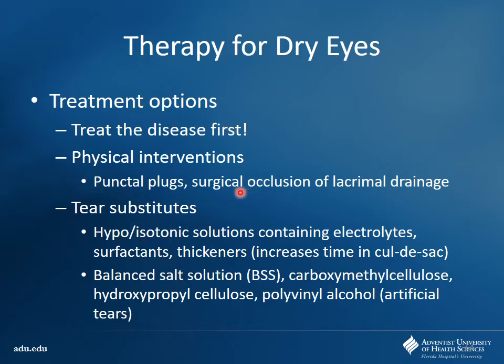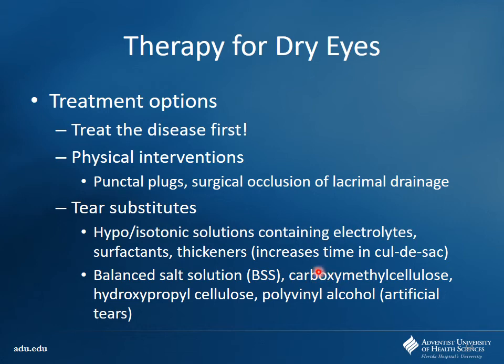Or you can do surgical occlusion. And then more often than not, the easier thing to do is going to be using tear substitutes. These are most often going to be either hypo or isotonic solutions, usually saline based, that you can put into the eye. So this includes things like your balanced salt solution, or if you ever see BSS, that's a common one.